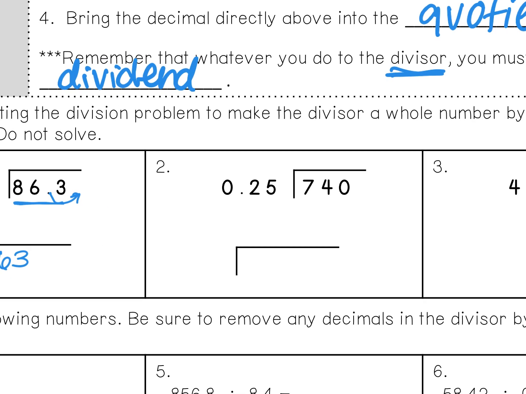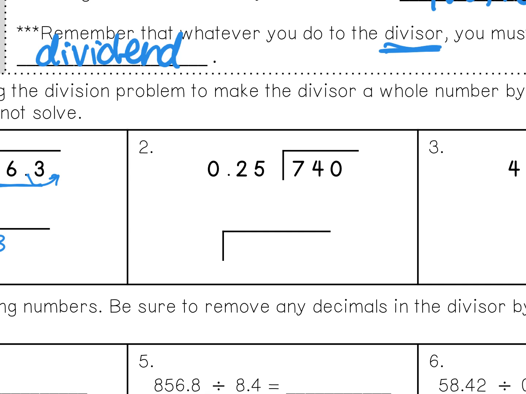Okay, so let's keep going. Looking at number 2, I've got 0.25 as my divisor, my number outside of my division box. Okay, and I can't have that decimal there. I can only divide by a whole number. So I need to multiply my 0.25 by 100. That 100 is a power of 10.